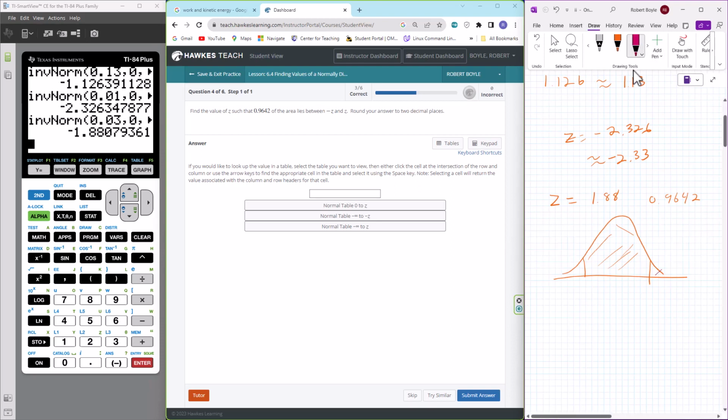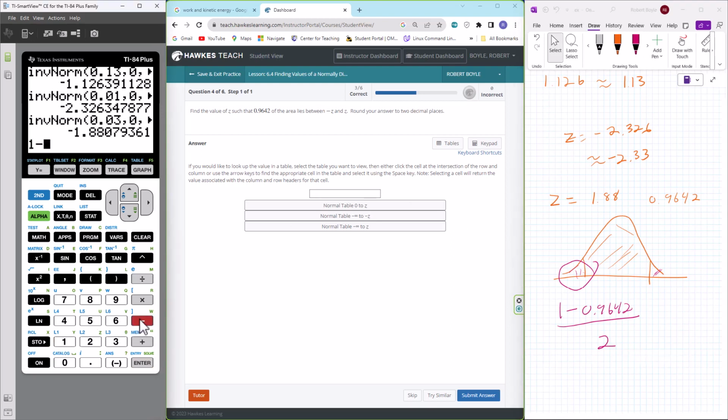Okay, so that means that the area in both of the tails is going to be 1 minus 0.9642. And then the area in one of those tails, this one right here, the one we care about, is going to be that value divided by 2. Because remember, half the area is in this tail, the other half is in that tail. So 1 minus 0.9642, enter, divide by 2, is going to give me 0.0179.